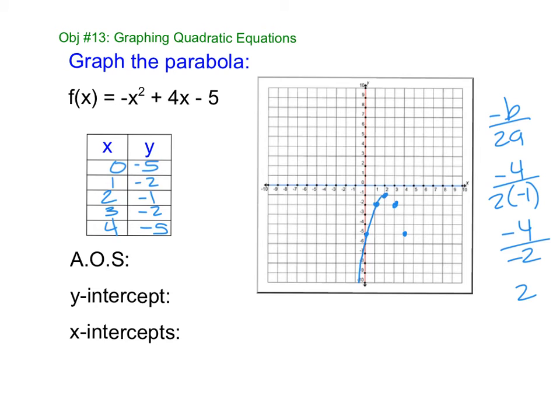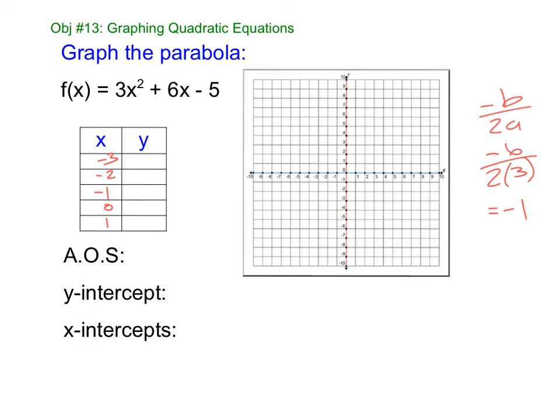So there's my graph. I wrote this and wasn't recording. Pause the video and get these numbers. I already figured out the -b over 2a was -1 for you. So pause and graph the rest of it.